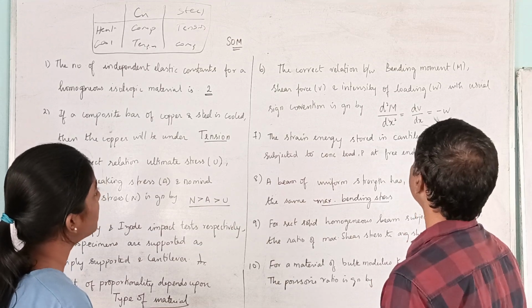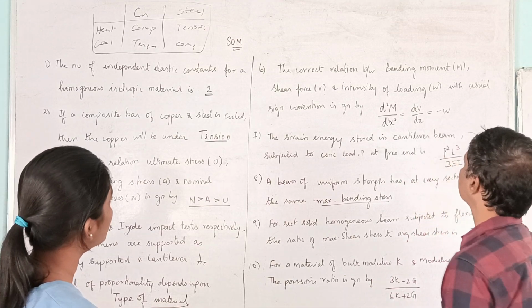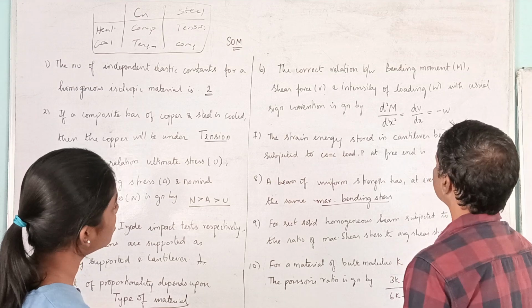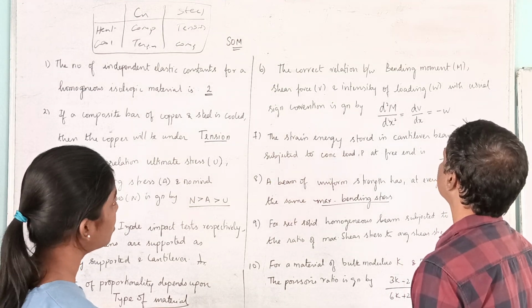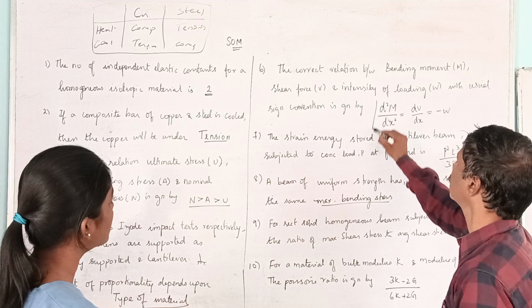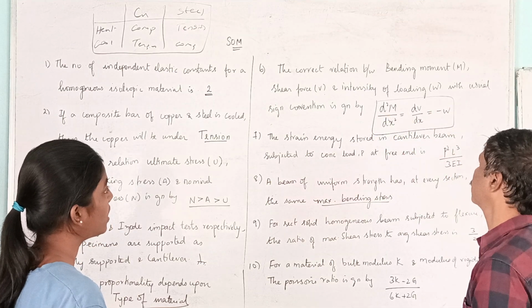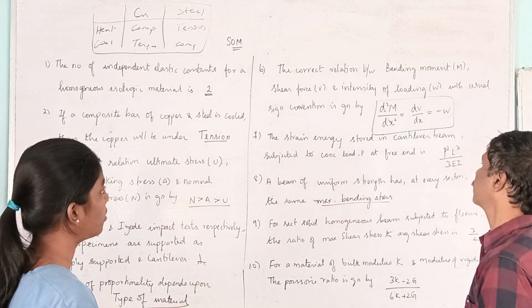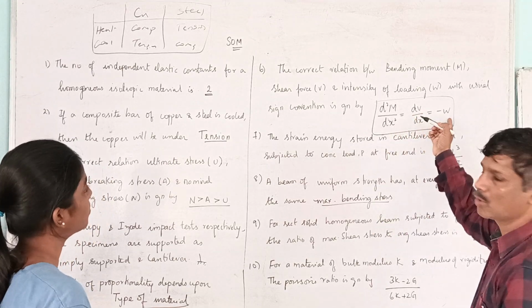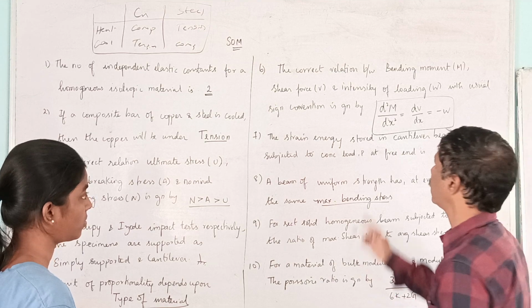The correct relation between the bending moment M, shear force V and the intensity of loading W, with the usual sign convention, is given by d squared M by dx squared equals dV by dx equals minus W. This relates bending moment, shear force and rate of loading.